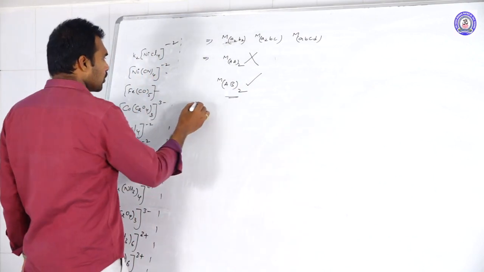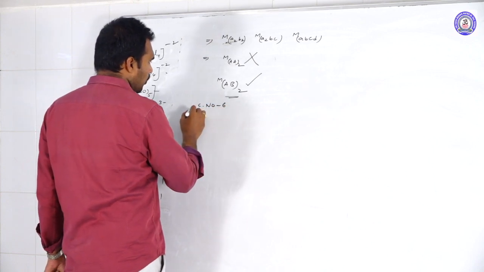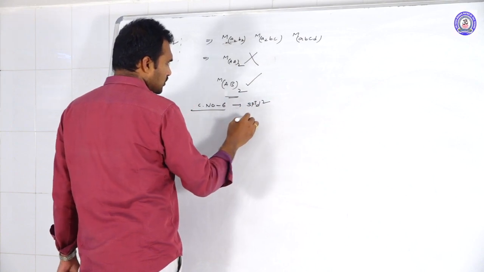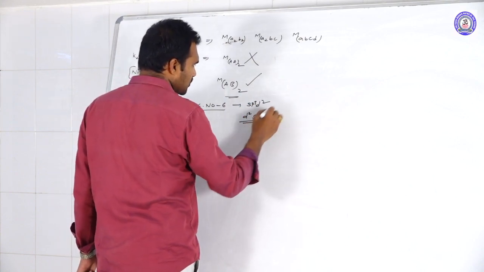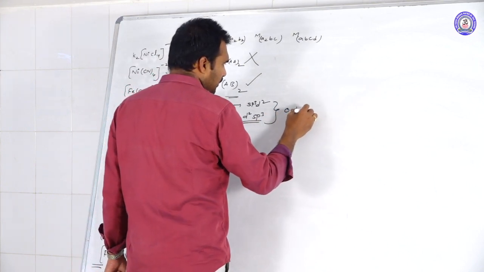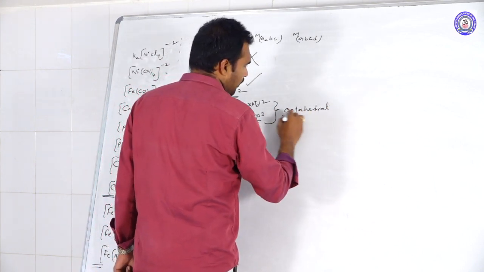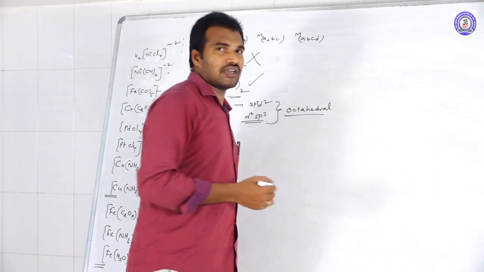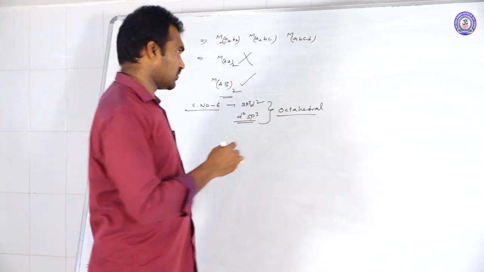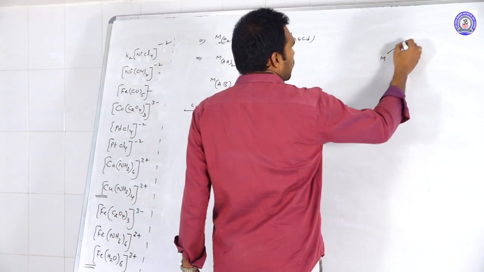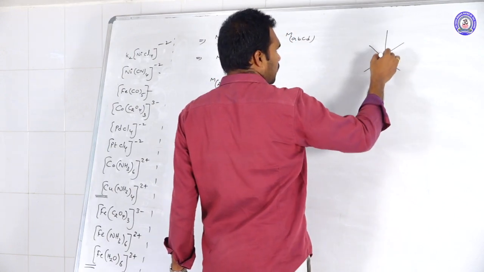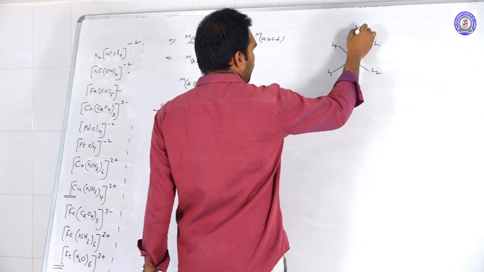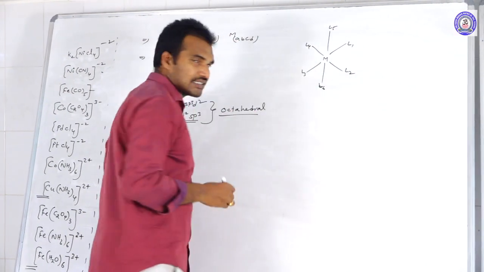Now let us move to coordination number 6. Coordination number 6 means they have either sp3d2 hybridization or d2sp3 hybridization. In both cases the geometry is octahedral. What does it mean? In case of octahedral geometry, first of all let us locate the cis and trans positions. So metal, L1, L2, L3, L4, L5 and L6. Total 6 ligands are there.